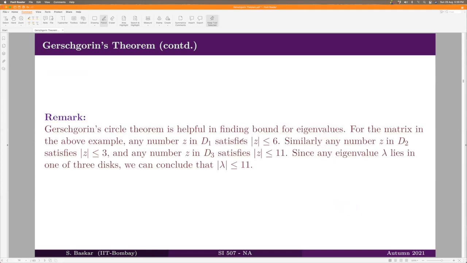Gerschgorin circle theorem is helpful in finding bounds also for your eigenvalues. So in the above example, from the first disk you have this bound, from the second disk you have this bound, and from the third disk you have this bound. Combining these three pieces of information, you can say that all three eigenvalues are such that their absolute values are less than or equal to 11. That we can say, right? So this is what is called the bound for the eigenvalues that the Gerschgorin circle theorem gives.